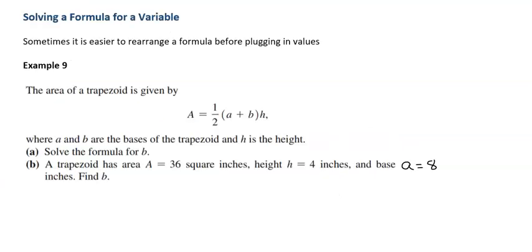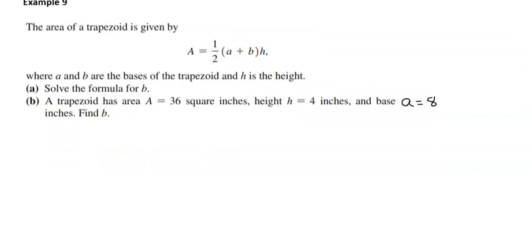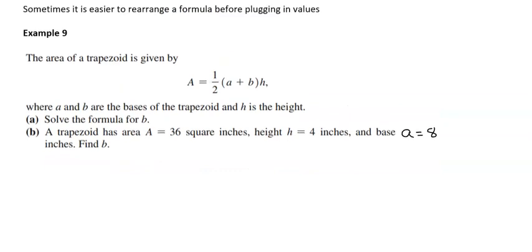The next topic is solving a formula for a variable, because sometimes it's easier to rearrange a formula first before plugging in the values, because the values might be big, long, messy things. So it's easier to just rearrange first. So the first thing we're being asked to do, this is an area of a trapezoid. We're being asked to solve for B. Okay, we're going to solve for B.